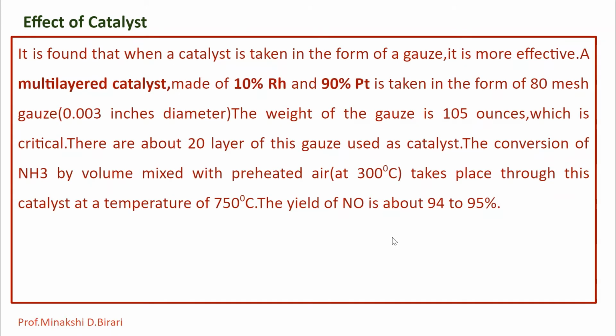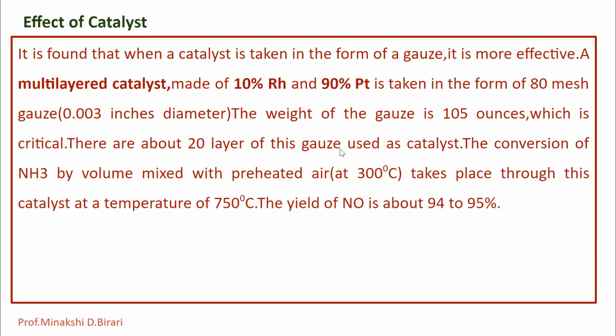It is found that when a catalyst is taken in the form of a gauge, it is more effective. A multi-layered catalyst made of 10% rhodium and 90% platinum is taken in the form of 80 mesh gauge having 0.003 inches diameter. The weight of the gauge is 105 ounces, which is critical. There are about 20 layers of this gauge used as a catalyst.